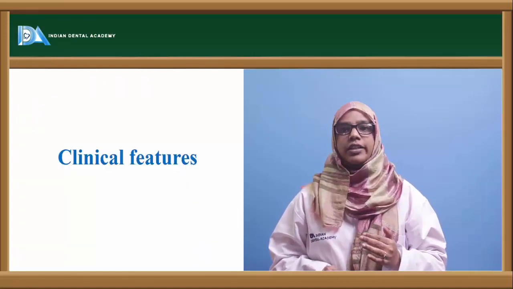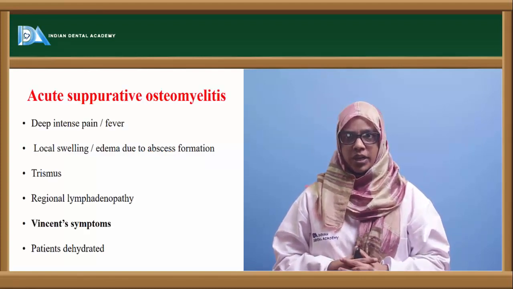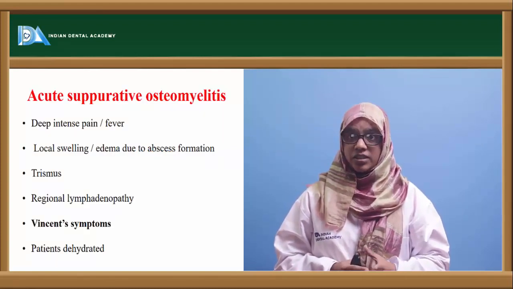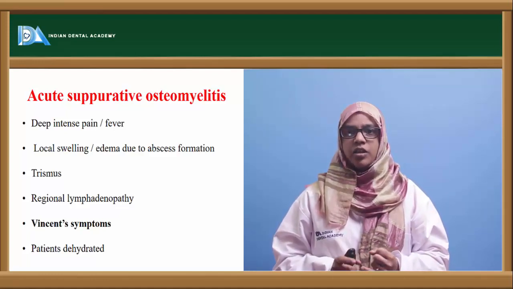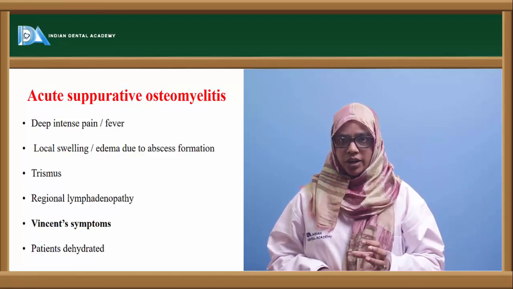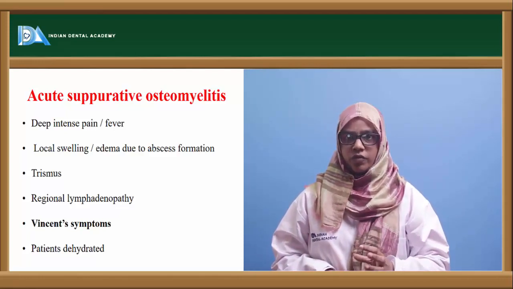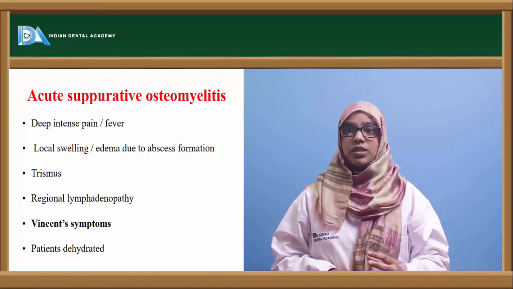Let's move on to the clinical features of each of these varieties. We begin with acute suppurative osteomyelitis. As the name suggests, the condition is acute, associated with deep, intense pain. The patient may have intermittent fever. There will be localized swelling or edema because of the formation of pus. Eventually, the pus will spread into the muscle and result in trismus.